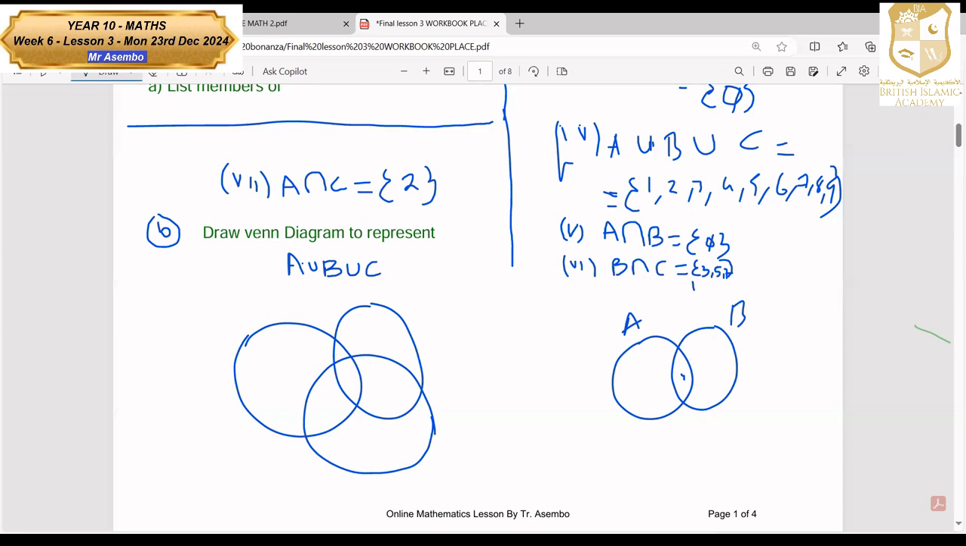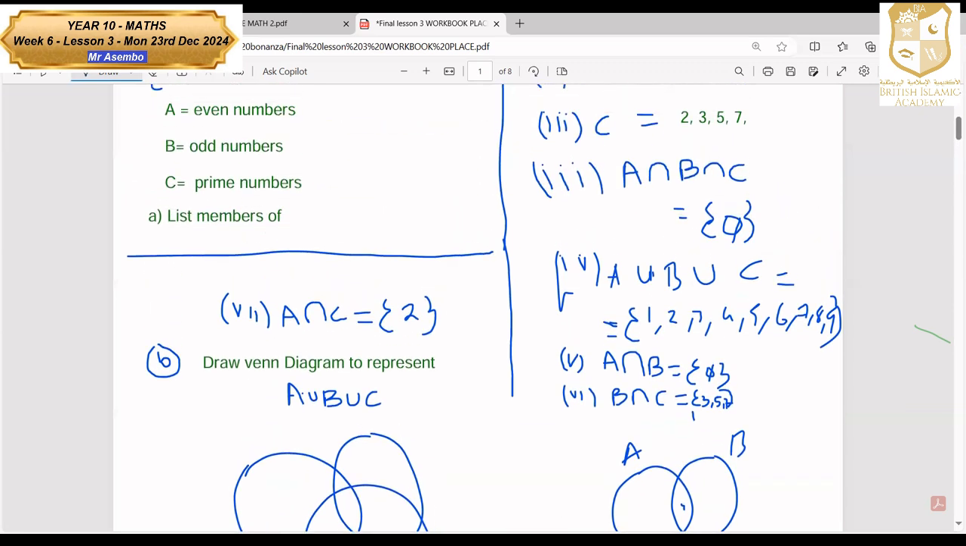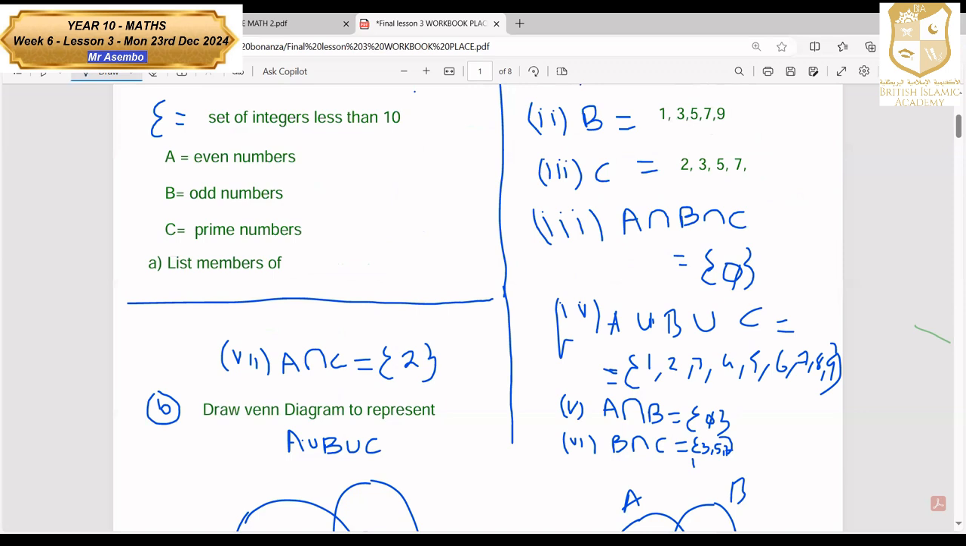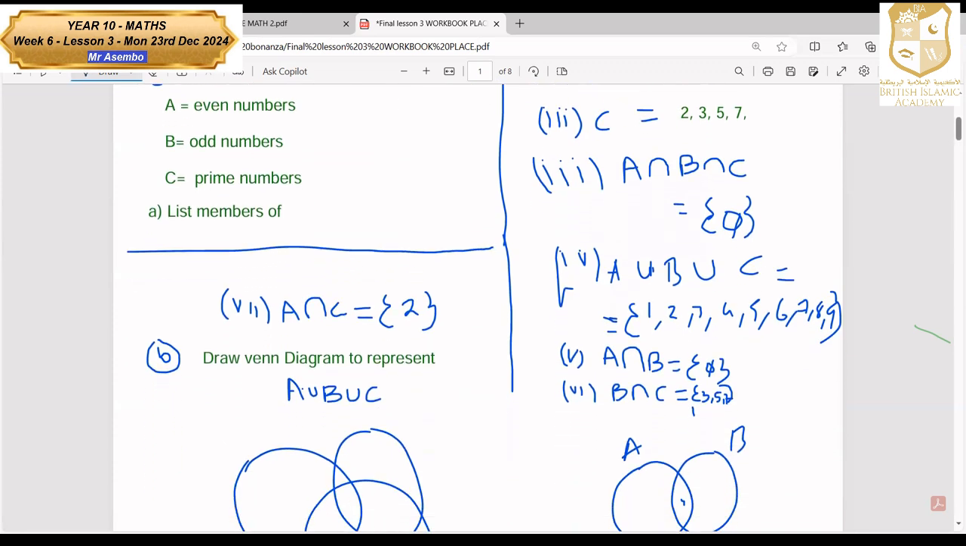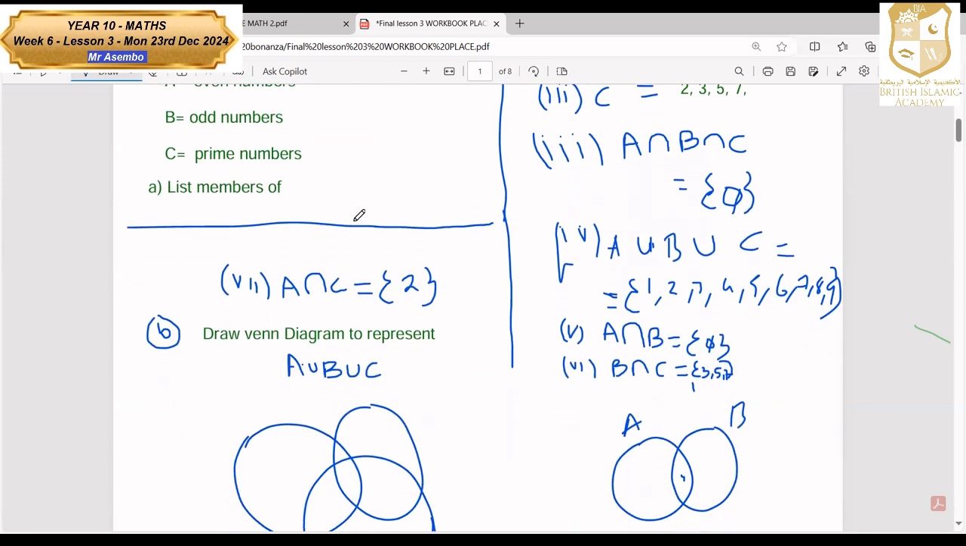Now, let me use an example here for two sets first. Let's say I want to present A and C. Let me change this one to C. Let's say I want to draw a Venn diagram for A and C. Let's say this is A and C.